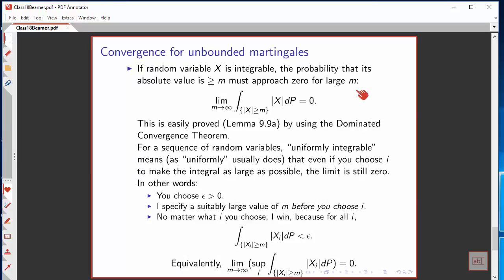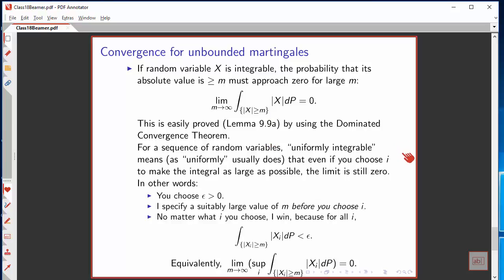However, there are convergent unbounded martingales, and I'm just going to tell you the result here. If a random variable is integrable, then the probability that its absolute value is very large, greater than some integer m, has to approach 0 as m approaches infinity. Otherwise, the integral won't exist. Durrett actually proves this by using the dominated convergence theorem.